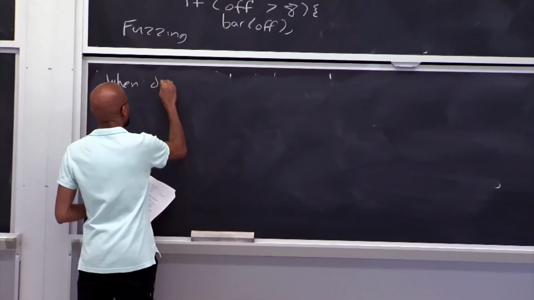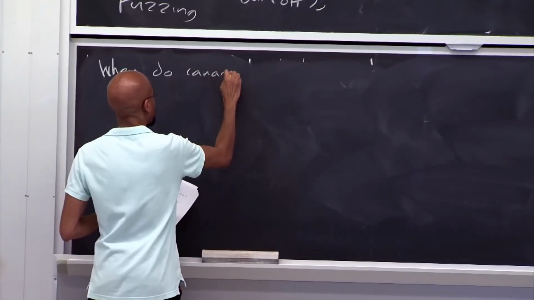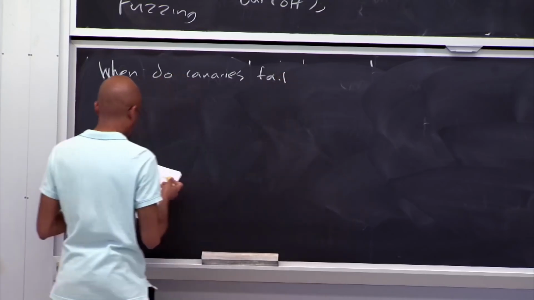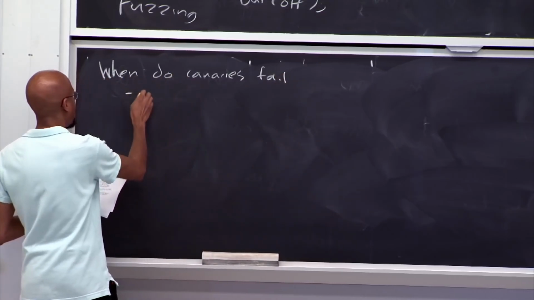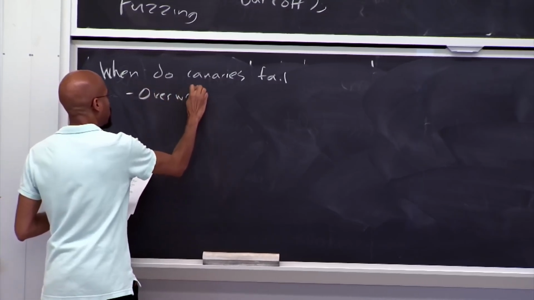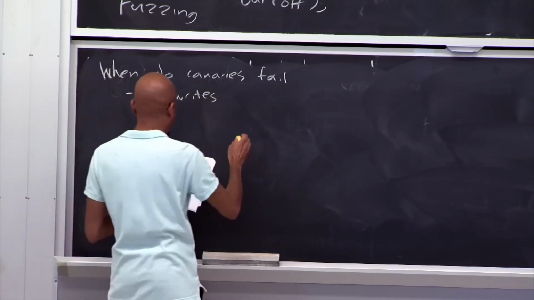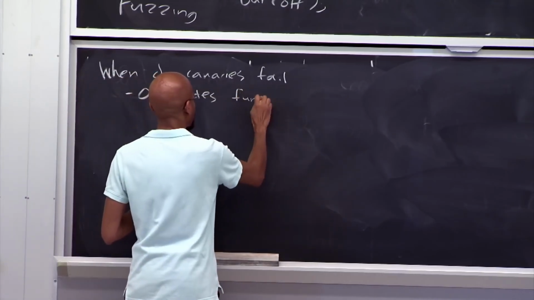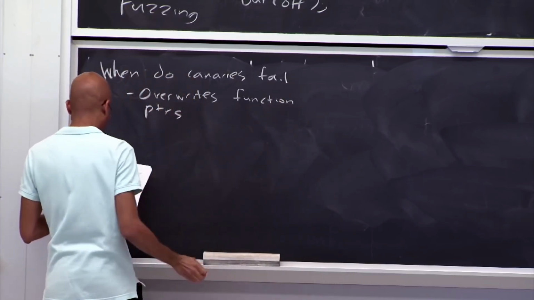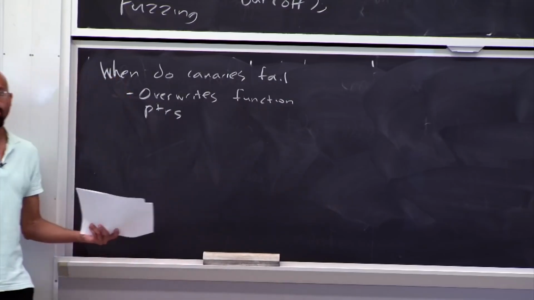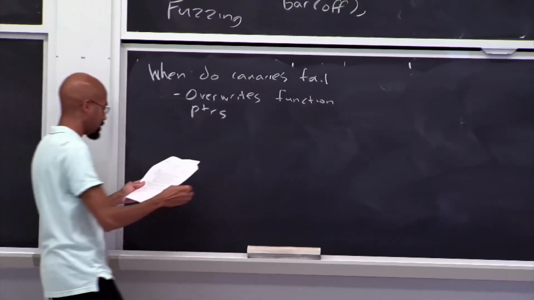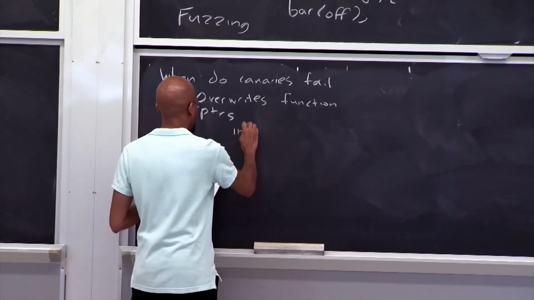So when do canaries fail? Right, so one way that they can fail is if the attacker overwrites things like function pointers. Because if function pointers get hit, there's nothing that the canary can do to prevent that type of exploit from taking place.